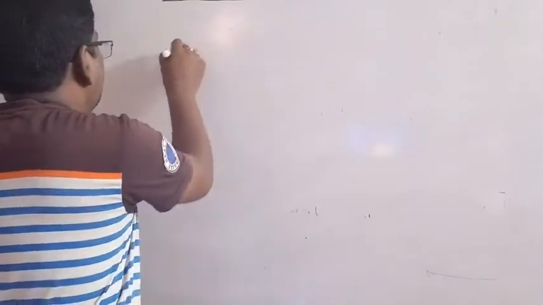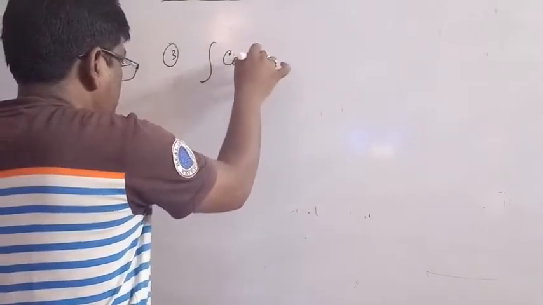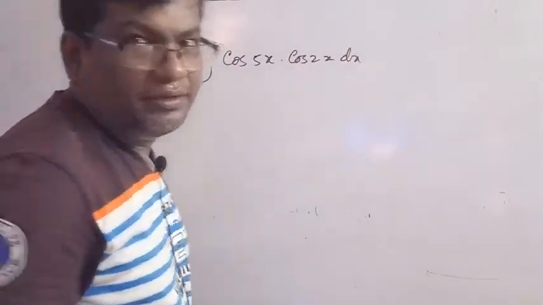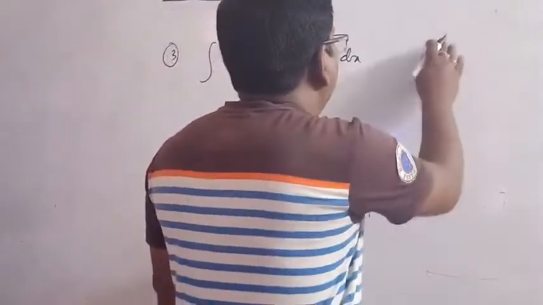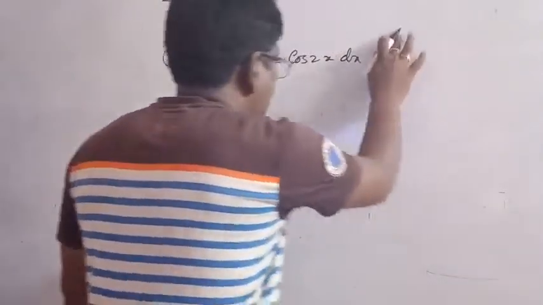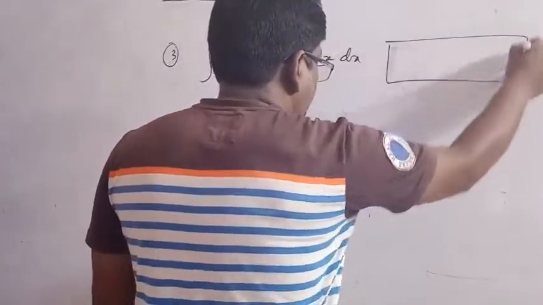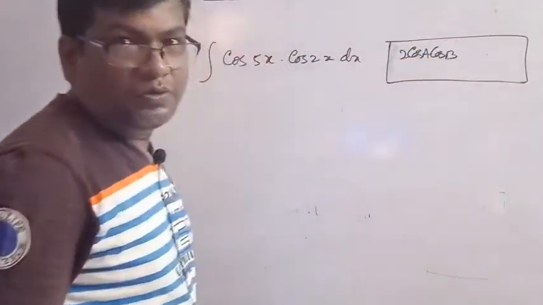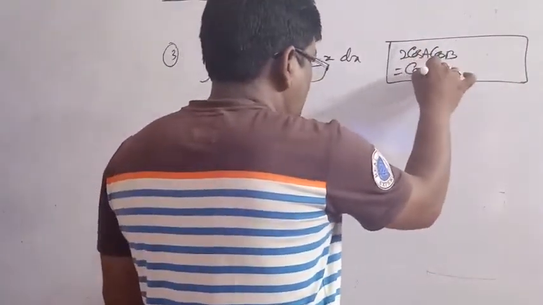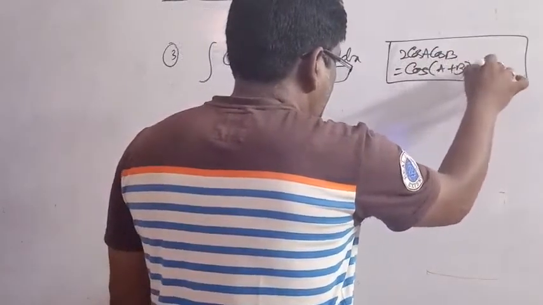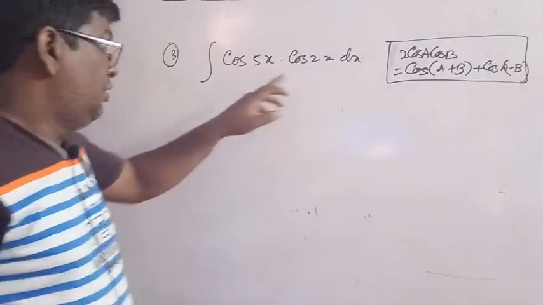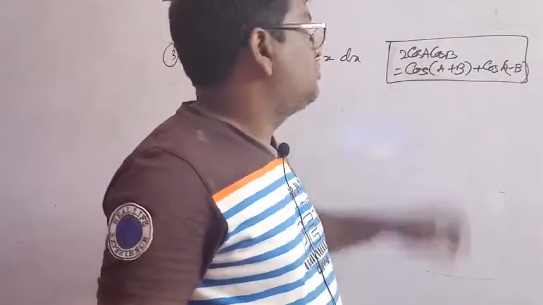Question number 3. Integration of cos 5x into cos 2x dx. This is the formula. Here we have to apply this formula. 2 cos A cos B. The formula is 2 cos A cos B is equal to cos A plus B plus cos A minus B.